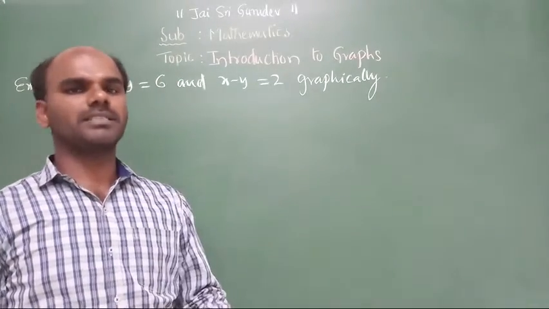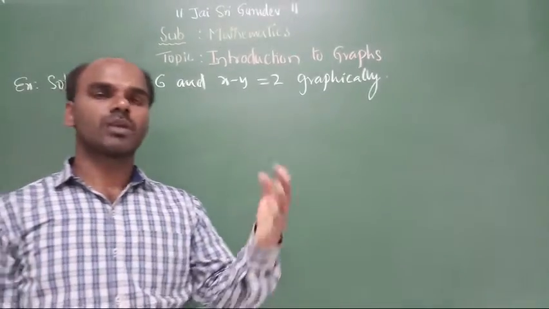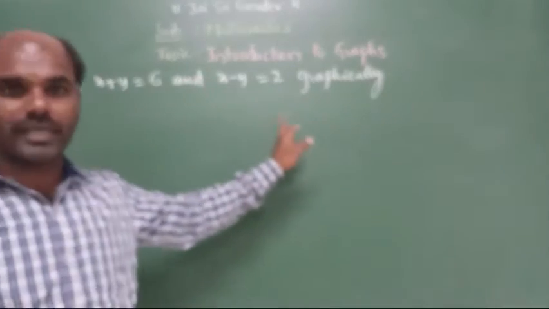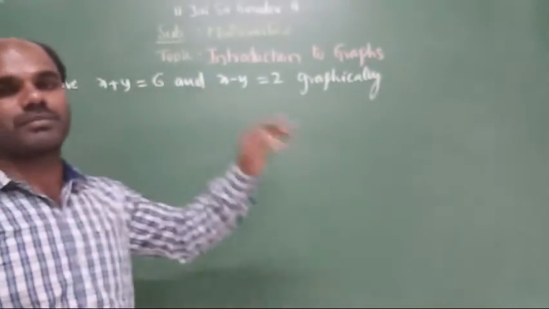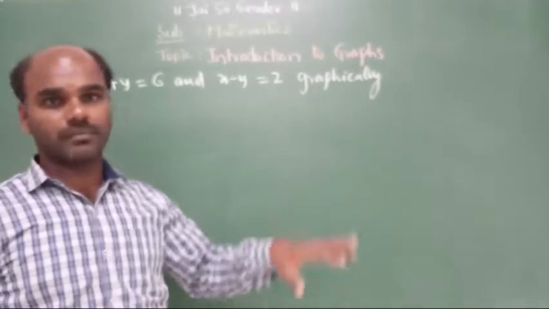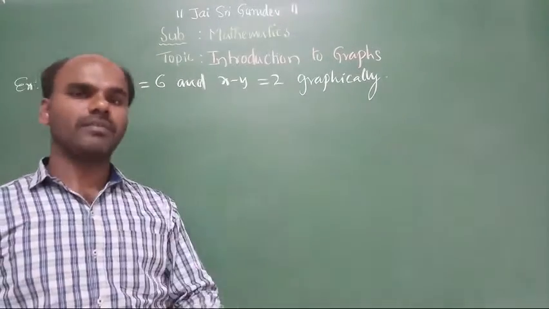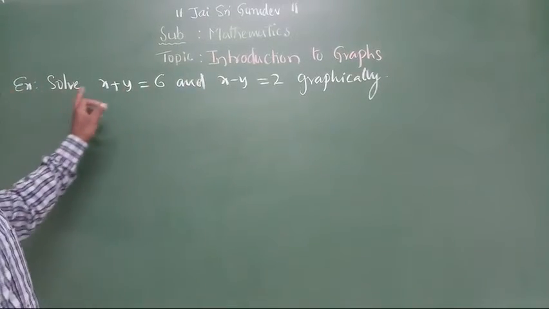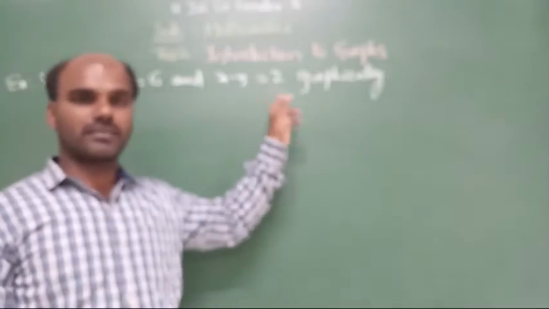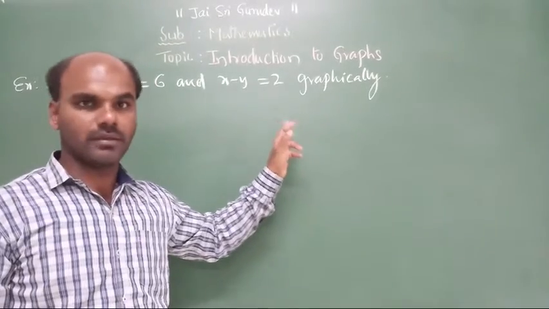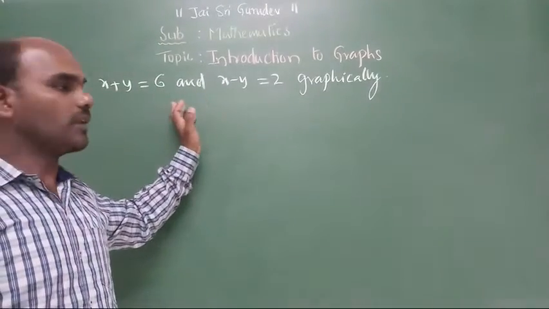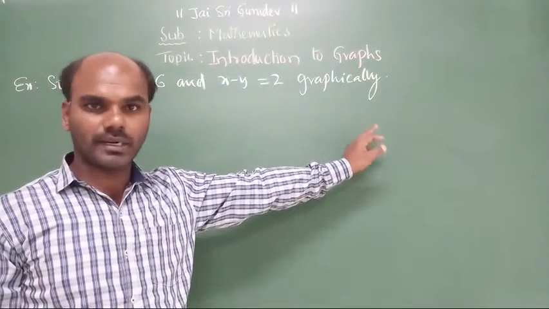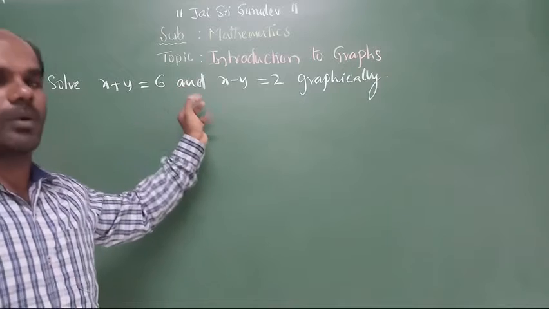For example, if the lines intersect at 2, 3, then for the variables x and y, the x value is 2 and the y value is 3. That means we have solved both equations, and we find the values of x and y. That is the concept of solving problems graphically. Dear children, understood now? Now we go through the problem.